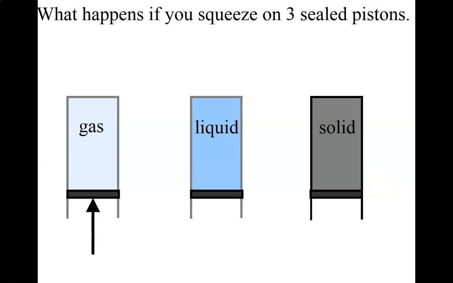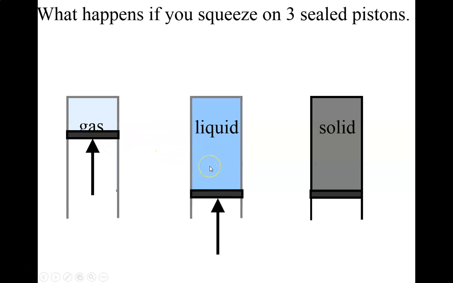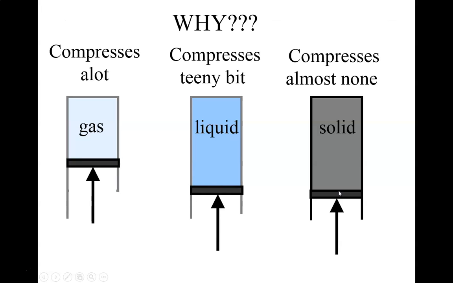So when I squish on a gas, I'm able to squish it quite a bit. I'm able to compress it, is the correct term to say. I'm able to compress it quite a bit, and when I'm doing that, I'm getting the atoms closer together. There's a lot of space in between those atoms, which is why I'm able to get them closer together. In a liquid, I can compress it maybe just a tiny bit. This is an exaggeration. I can compress it just a tiny bit, and in a solid, I can almost compress it none at all.